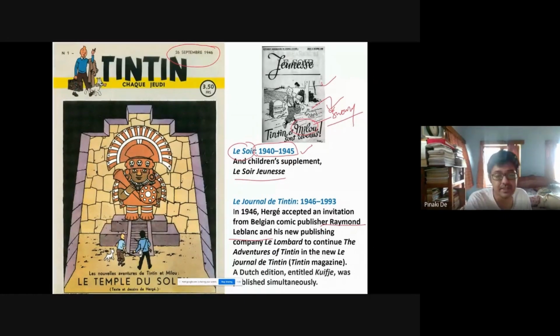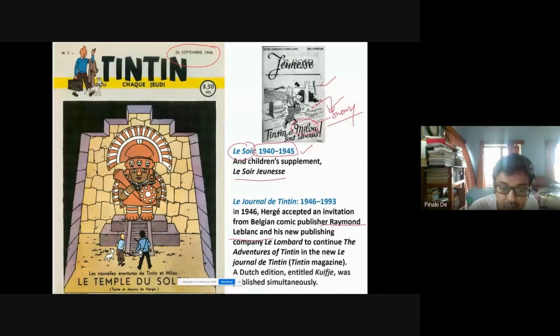In fact, this is the first edition of Tintin. You can see the Tintin in the Inca example, the Temple of the Sun, right, Le Temple du Soleil. You can see that adventure first published in the Tintin magazine, and you can see that colored Tintin coming to play.